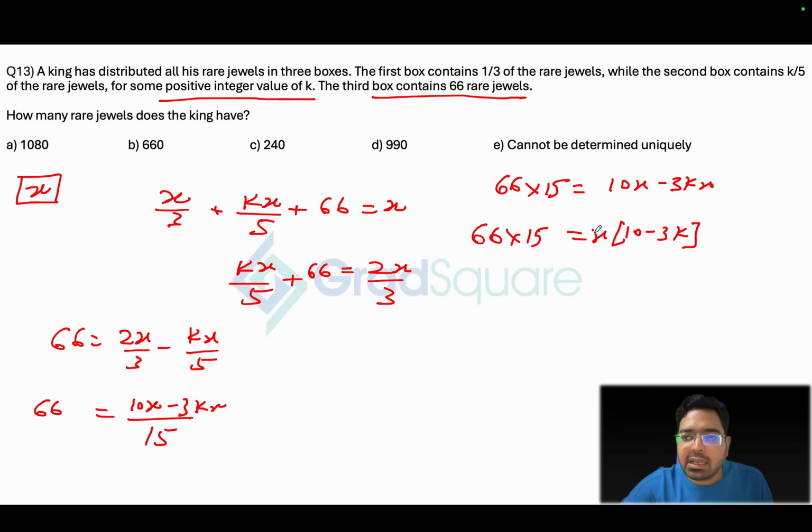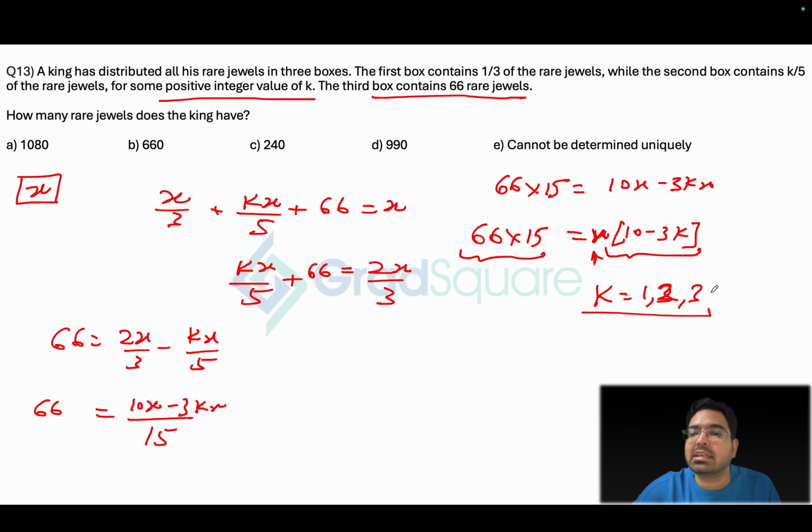Right? Now, let's understand what can be the values of x. On your left hand side, you have a positive value, which is 66 into 15. So your right hand side should also give you a positive value. Also understand this thing that x is the number of jewels, so it will never be negative. That means this will be positive, then this should also be positive. For this to be positive and k has to be a positive integer, then the only 3 possible values for k are 1, 2 and 3. These are the only 3 positive values possible for k.